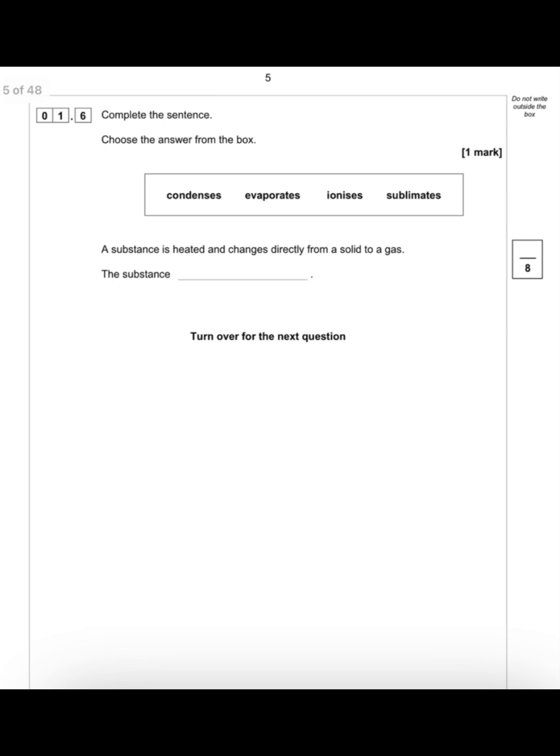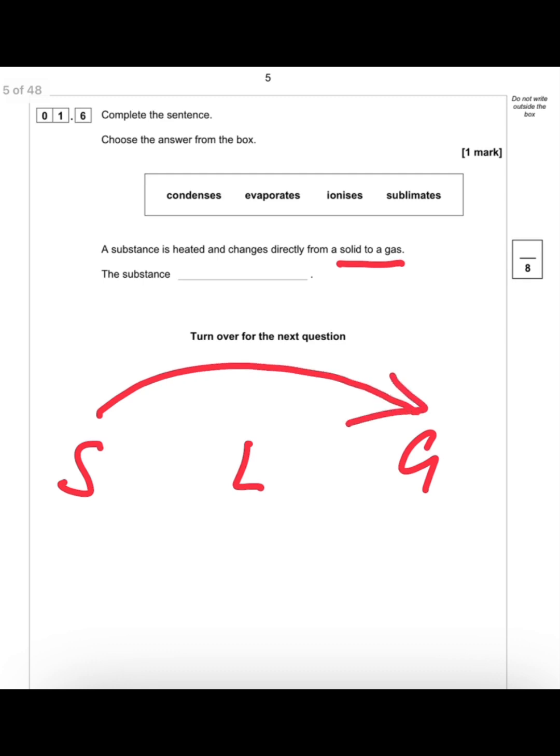Okay, final part of this question here. It's got some words in the box: condenses, evaporates, ionizes, sublimates. I'm discounting the word ionizes because I know that's got nothing to do with changes of state. I know that condensing and evaporating are changes of state, but neither of those words can be correct. If we think of solids and liquids and gases, we're being asked what this arrow would be called, which is an unusual word, and you might not be familiar with it.